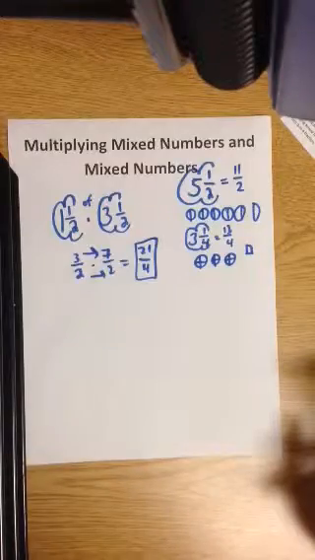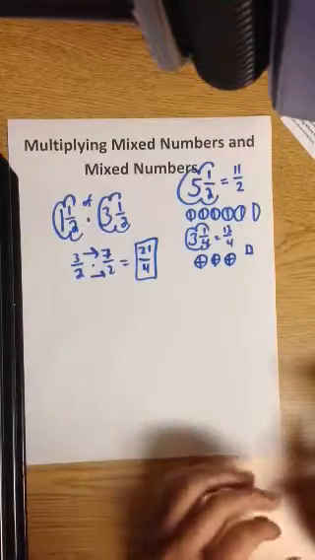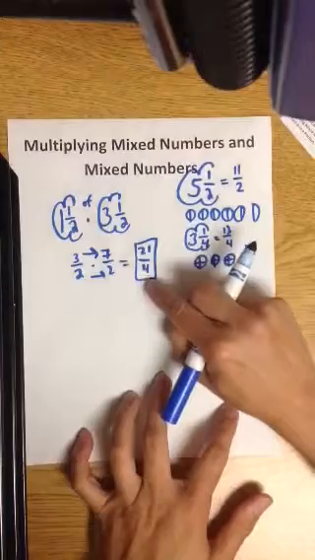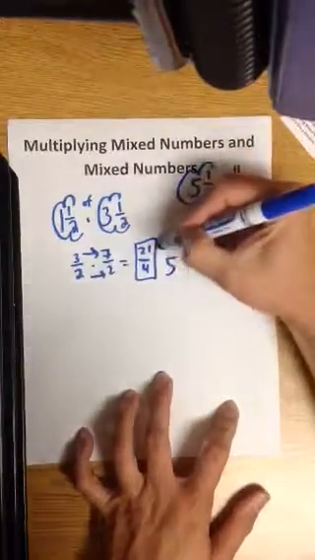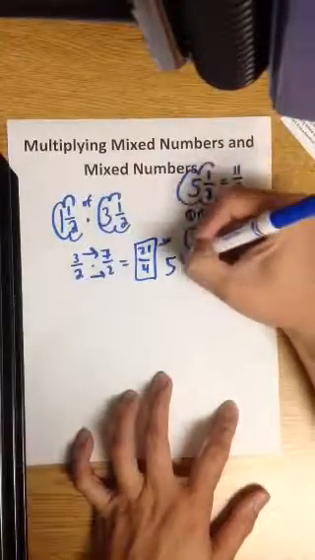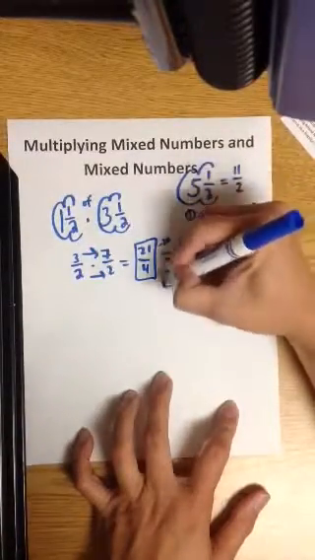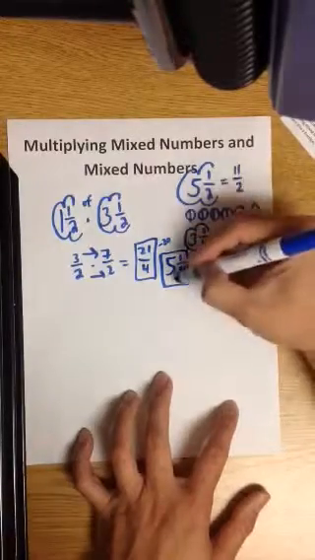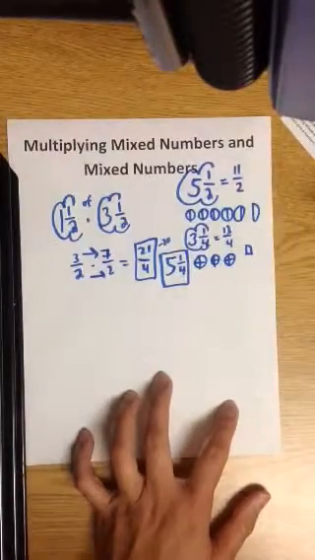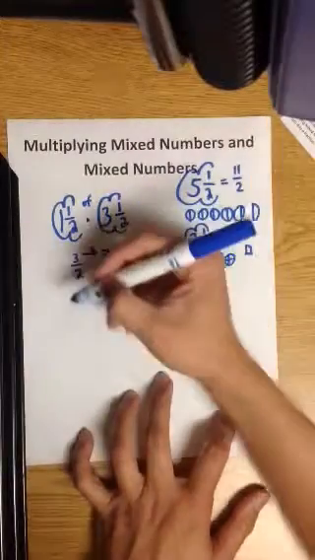Can you turn this improper fraction back to a mixed number? How many 4s go in 21? 4, 8, 12, 16, 20. That's 5 fours, 21 minus 20. What do you have left over? 1/4. So 5 1/4 is equivalent to 21/4. Do the popcorn method to check your answer: 5 times 4 is 20, plus 1 is 21. Let's try another one.